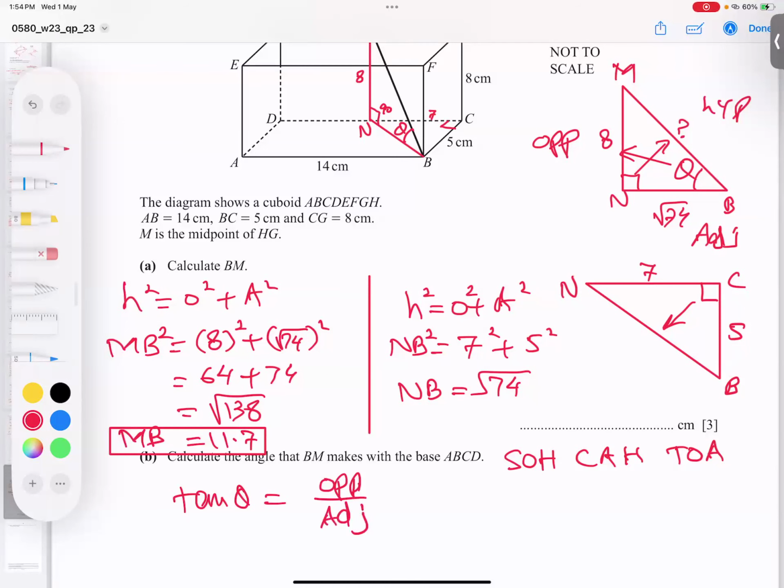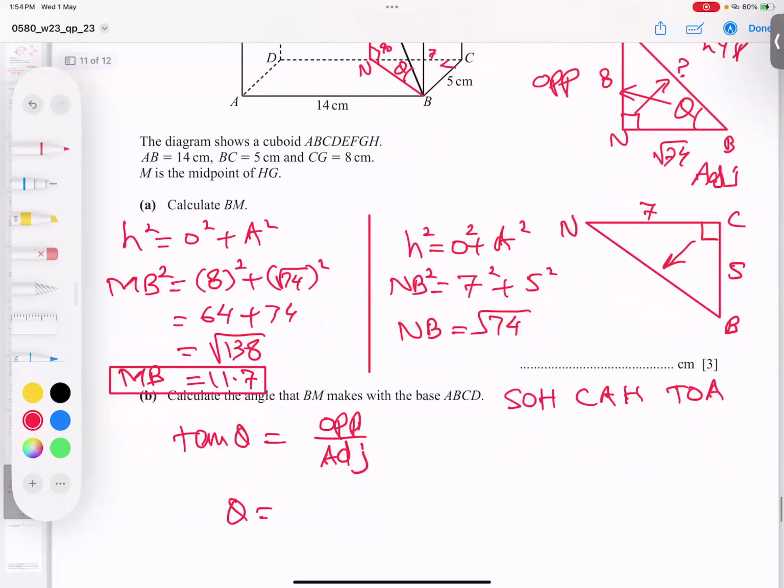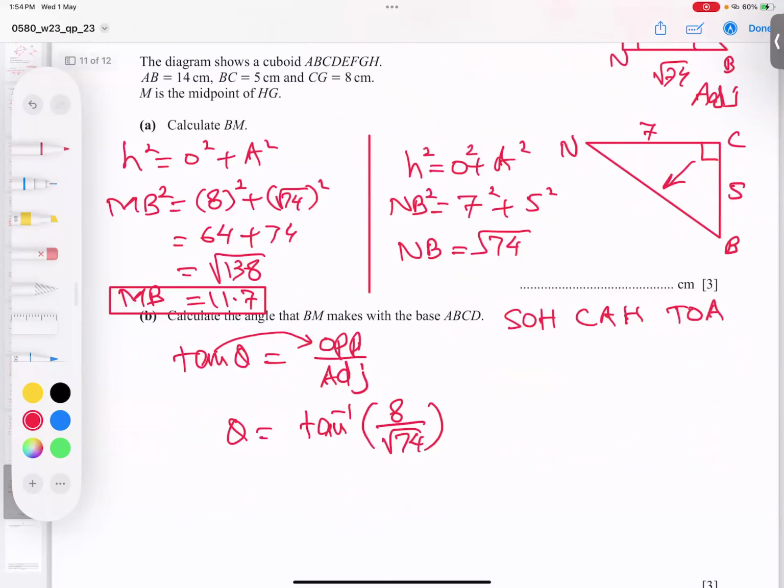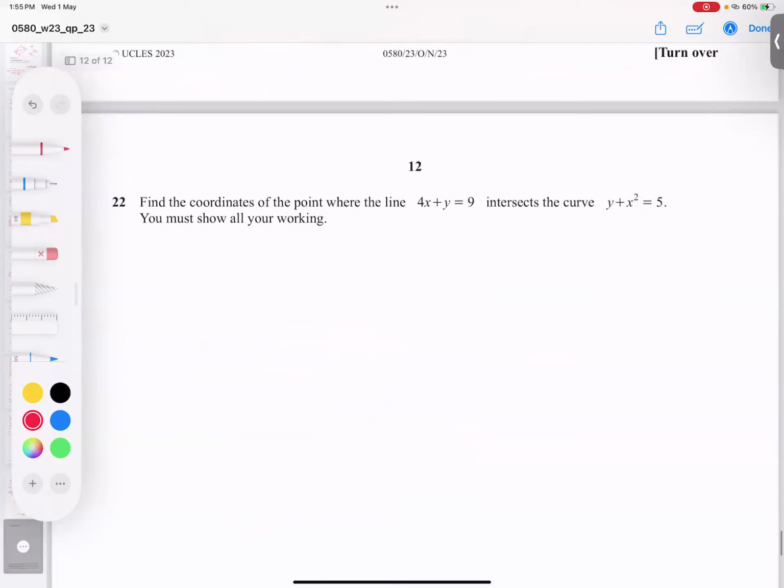And students, theta is unknown, so tan will go to the other side and become tan inverse. Opposite is 8, and adjacent is 74. If I find tan inverse on the calculator, I get the answer: angle theta is 42.9 degrees. I believe you got the point very clearly. Okay, let's go for the next question.